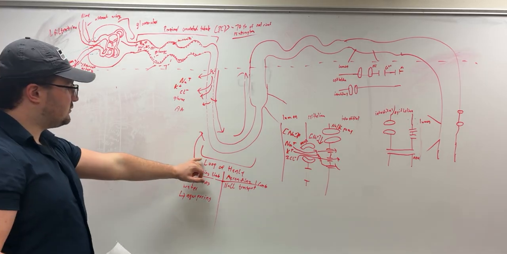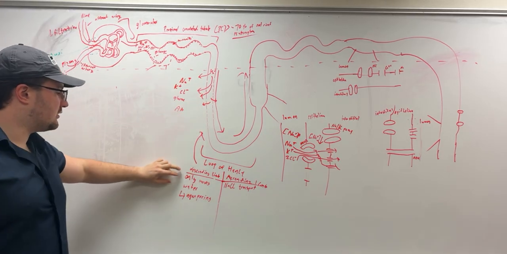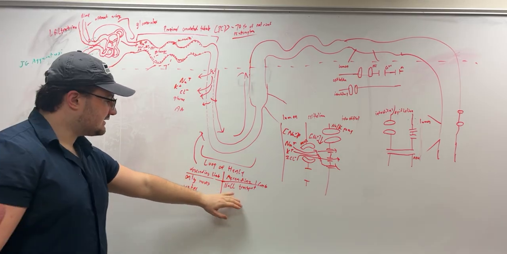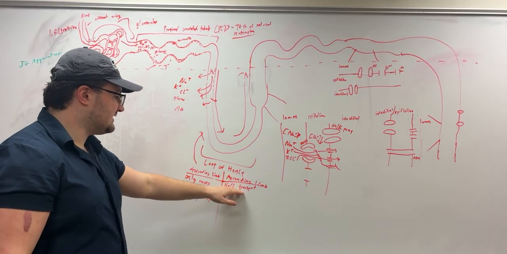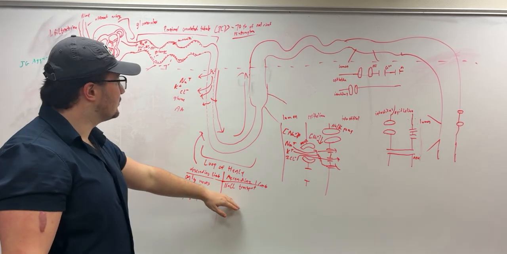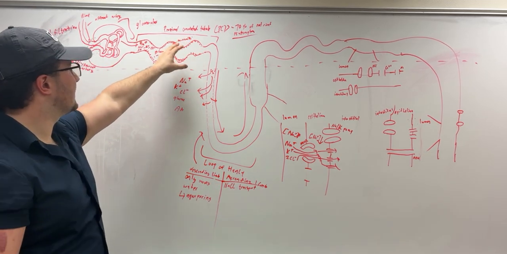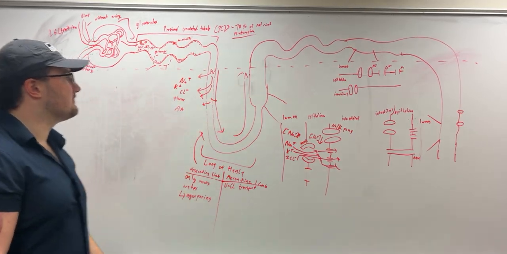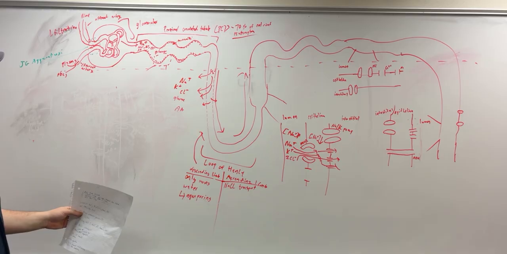So loop of Henle, the descending portion, is all about water reabsorption through aquaporins. And then the ascending limb is mostly going to be NaCl reabsorption, so salt reabsorption, which remember we saw a lot of that up here in the proximal convoluted tubule. It's going to happen to a much lesser degree in this ascending limb. And so that's it for the loop of Henle.